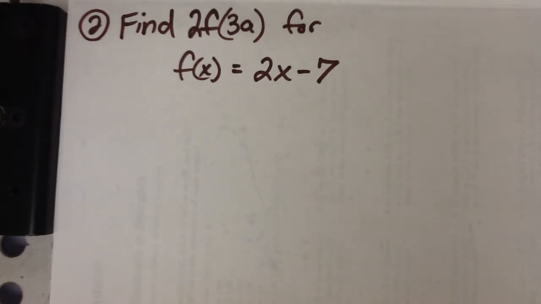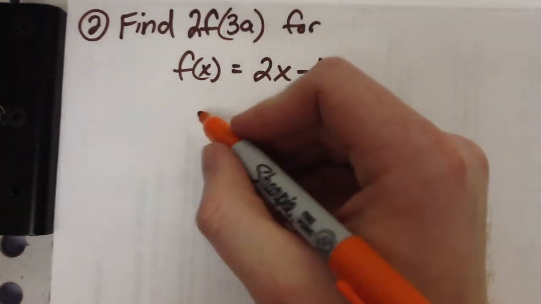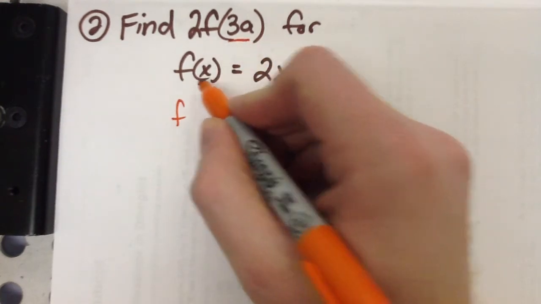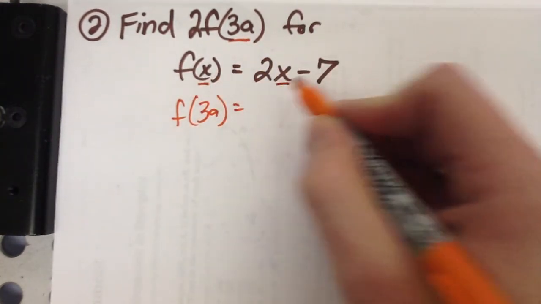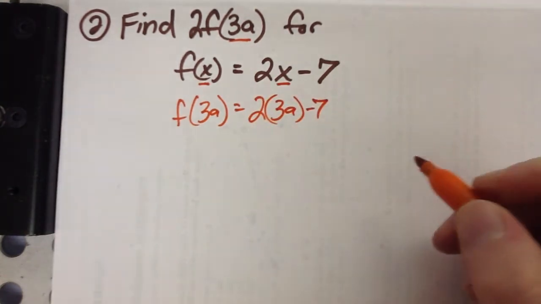So find 2f of 3a for f of x equals 2x minus 7. First of all, ignore the 2. Let's just focus on the 3a. So you find an f of 3a. That means anywhere we had an x, it goes away. 3a takes its place. Substitution.